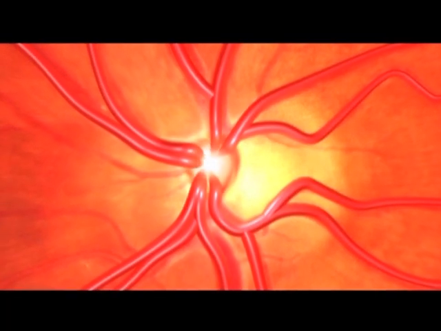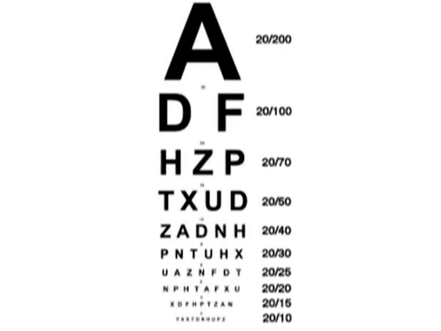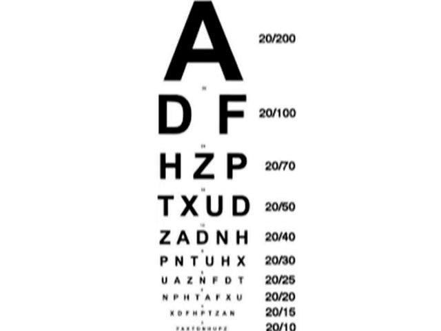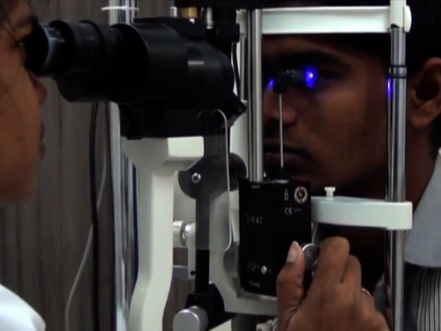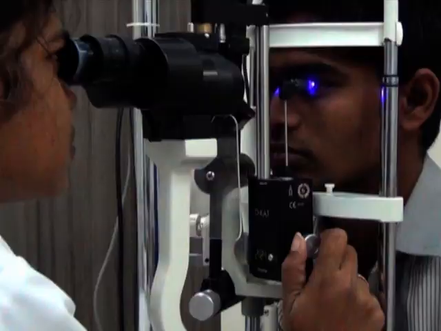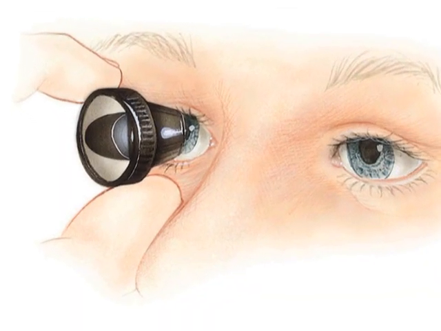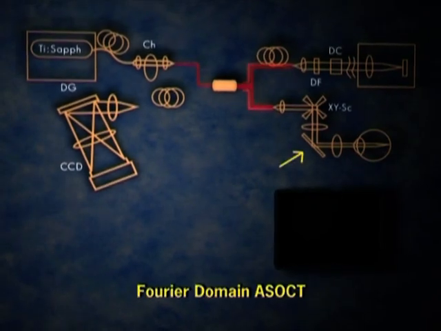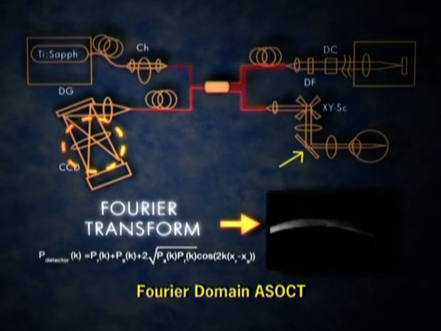Preoperative examination comprises recording Snellen's best corrected visual acuity, intraocular pressure measurements with applanation tonometry, gonioscopy to view the angles, and an anterior segment optical coherence tomography.